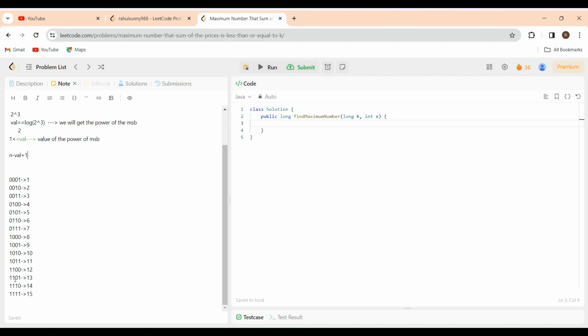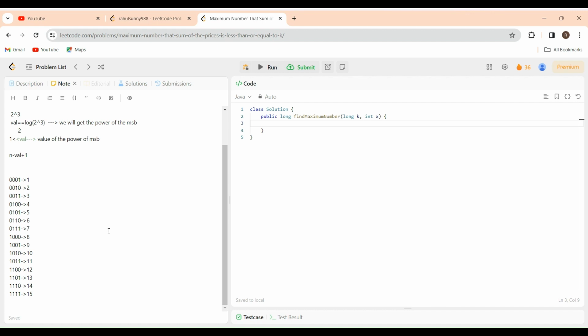If we calculate this, 1 2 3 and 4, up to here only, right? Okay, there are four ones in index 2. And how many ones are there in index 1? 1 2 3 4. In index 1 also there are four ones, okay? In index 0, 1 2 3 4. In index 0 also there are four ones only, okay?